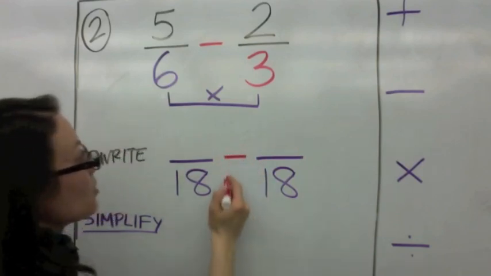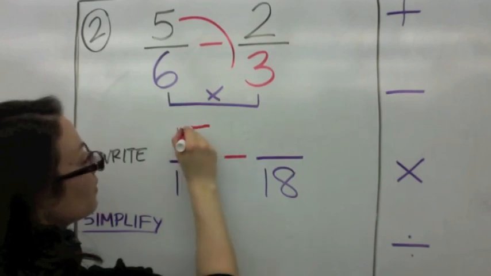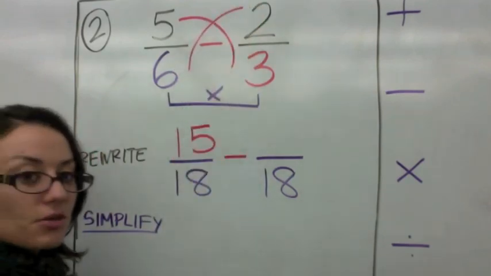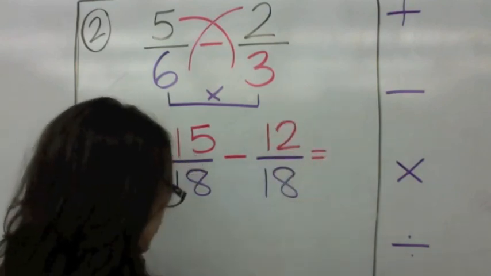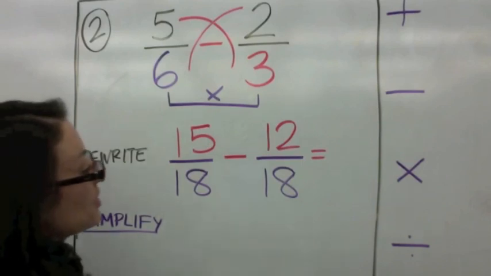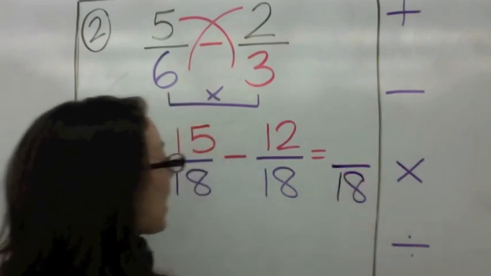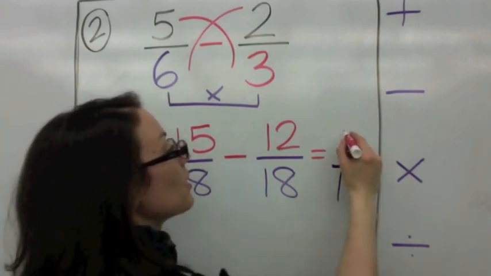Very good. Remember, you're subtracting. Now we can cross multiply. What is 3 times 5? 3 times 5 is 15. What about 6 times 2? 6 times 2 is 12. Very good. Now the denominators are the same, so you can say same, same, same. And then just subtract numerators on top. So 15 take away 12 is 3.